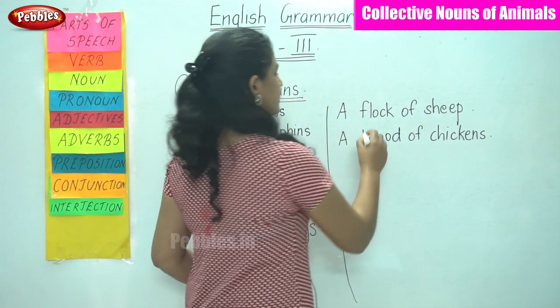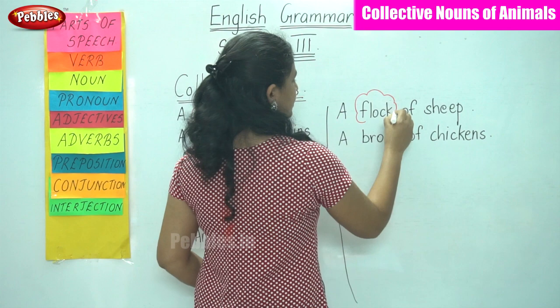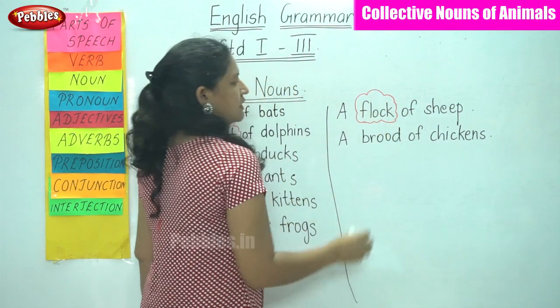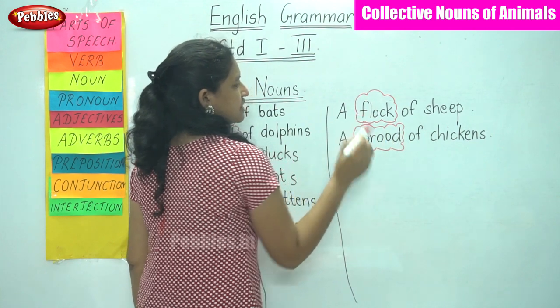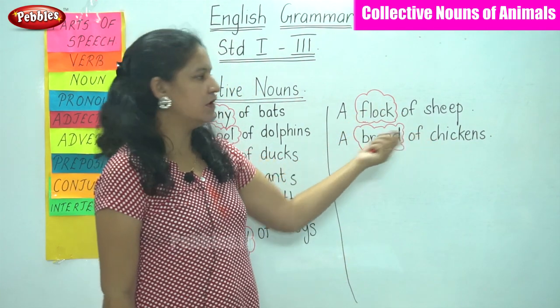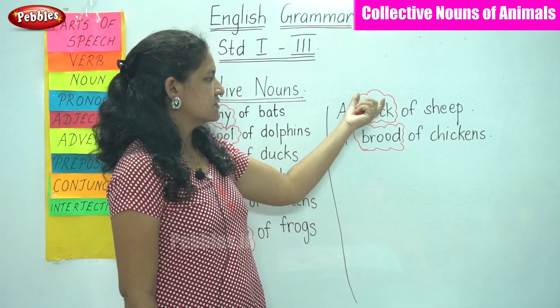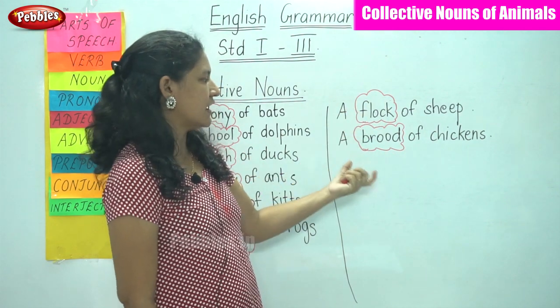Then we have a flock of sheep, a brood of chickens. So a brood of chickens. So we have a flock of sheep, a brood of chickens. So the collective nouns used are flock and brood.